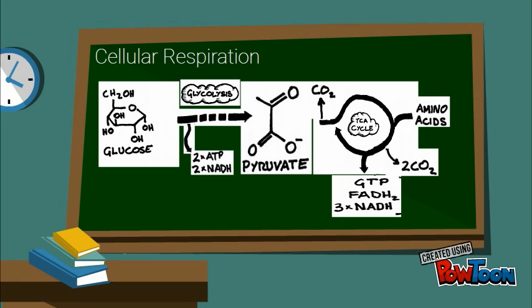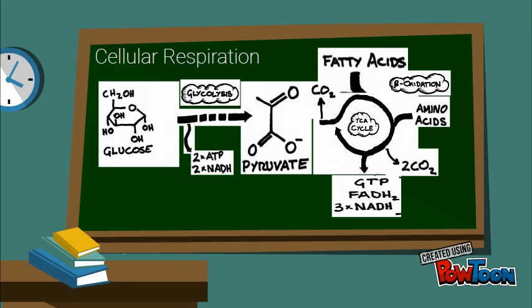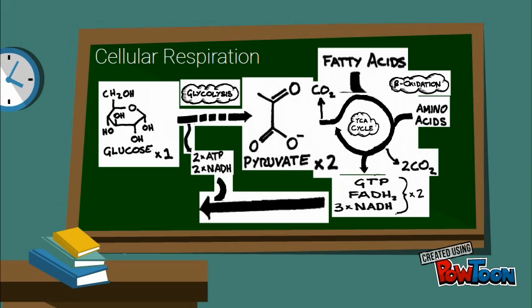Amino acids can be used in the TCA cycle, and so can fatty acids by the process called beta-oxidation. When we look at the TCA cycle, note that when glucose is the substrate, one glucose molecule creates two pyruvate molecules, and this leads to twice the amount of GTP, FADH2, and NADH produced by the TCA cycle. The FADH2 and NADH molecules are then used to create ATP, which is the energy of the cell.